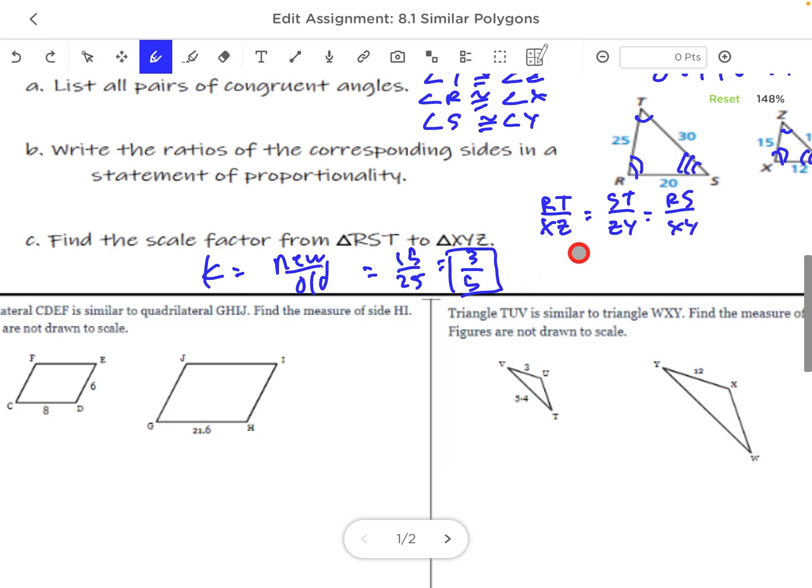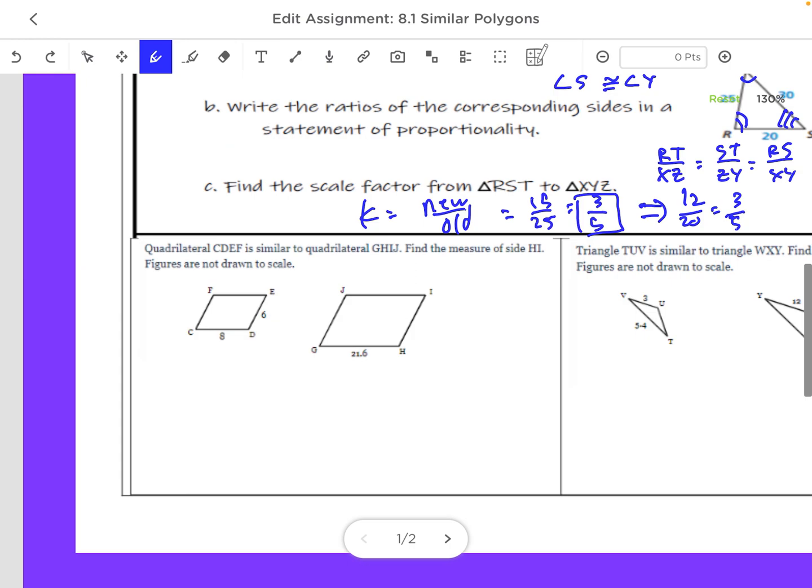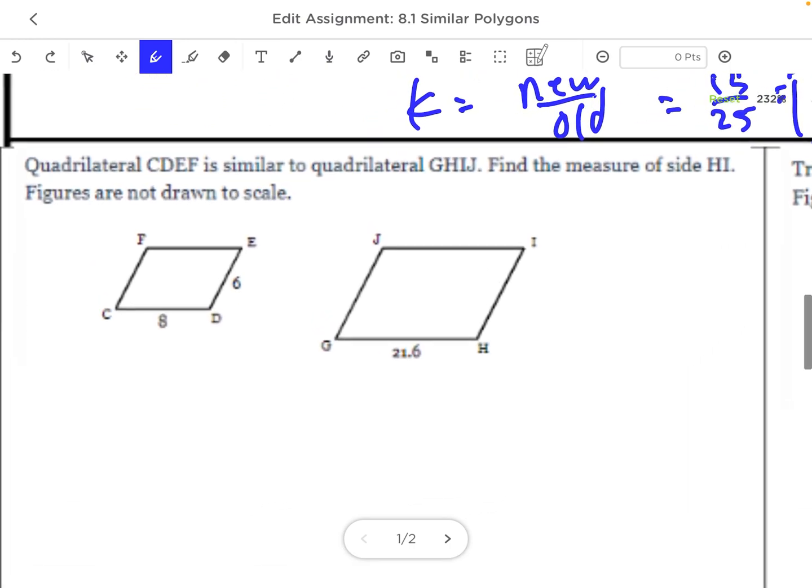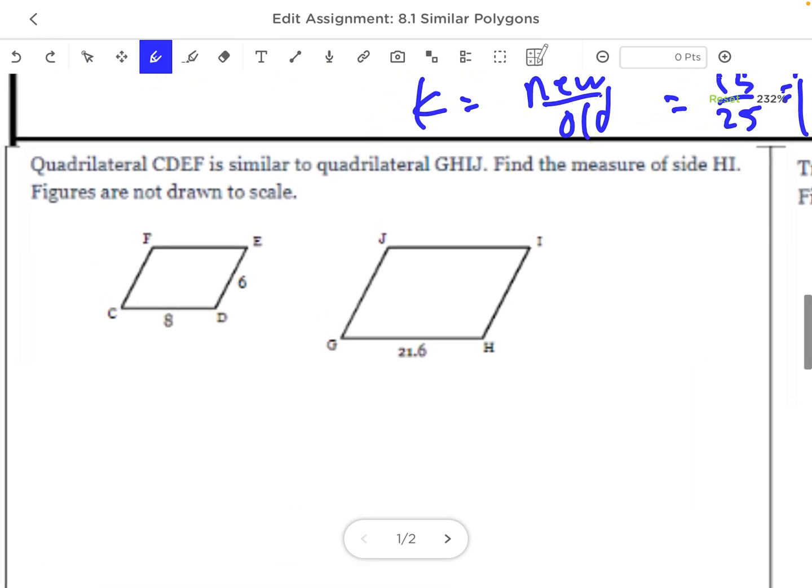So we remember it's just new over old. And I could have actually done any of these. I could have done 12 over 20, right? That also equals 3 over 5. So any of those ratios would have been equal to the same. Hopefully that's enough information to get right into some Delta Math practice. So let's check it out.